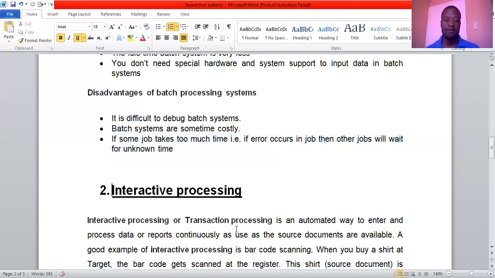Now, looking at the second processing system, which is the interactive one. The interactive processing system is the opposite of the batch processing system. Remember we said the batch processing system collects and processes data in batches. It collects everything and then processes it once as a group.